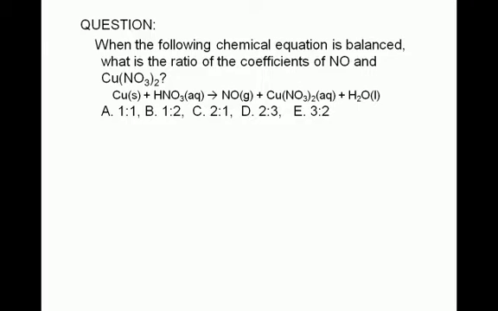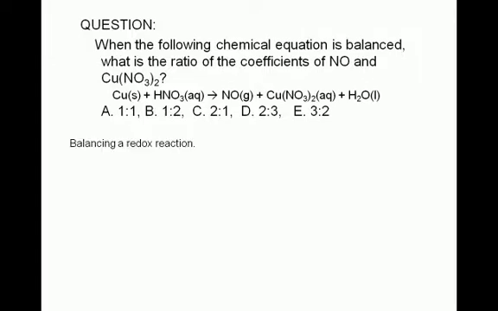When the following chemical equation is balanced, what is the ratio of the coefficients of nitric oxide and copper 2 nitrate? Copper plus nitric acid yields nitric oxide plus copper 2 nitrate plus water. One thing you will quickly realize if you try to balance this equation by inspection is that it is not easy to do. When this happens, check if the reaction is a redox reaction.